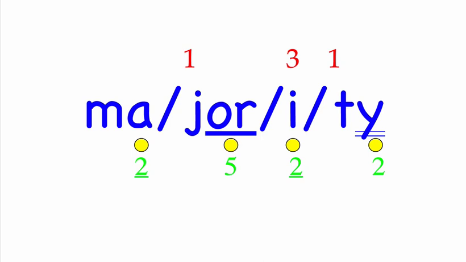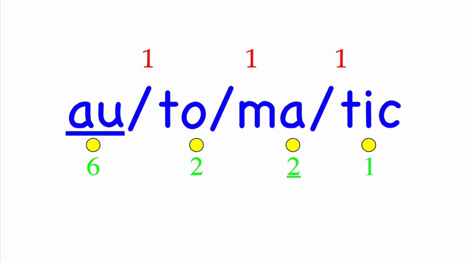Automatic. The door will close in an automatic time sequence. First syllable, one sound, aw. Toe, two sounds, t, o. Ma, two sounds, m, a. Tick, three sounds, t, i, k. Automatic. Mark the word.